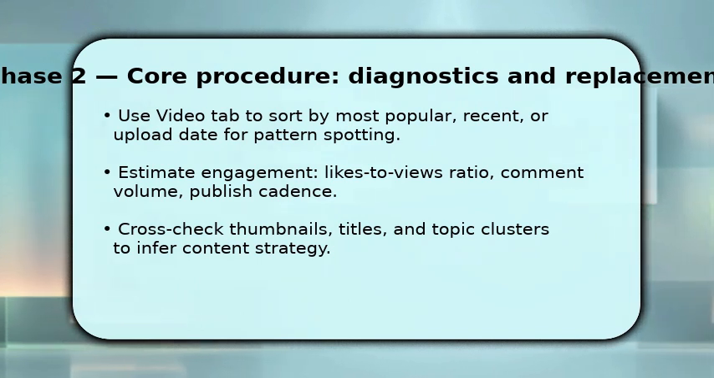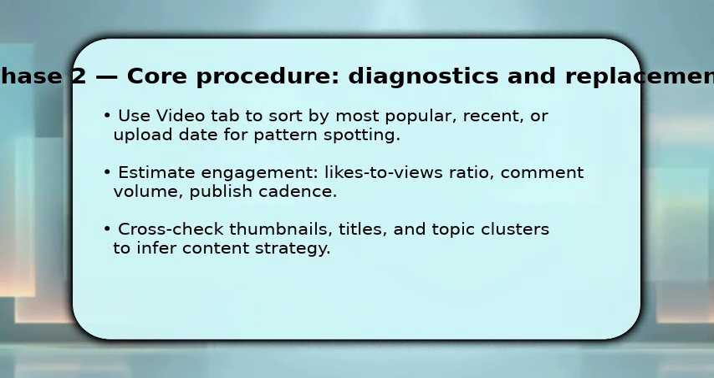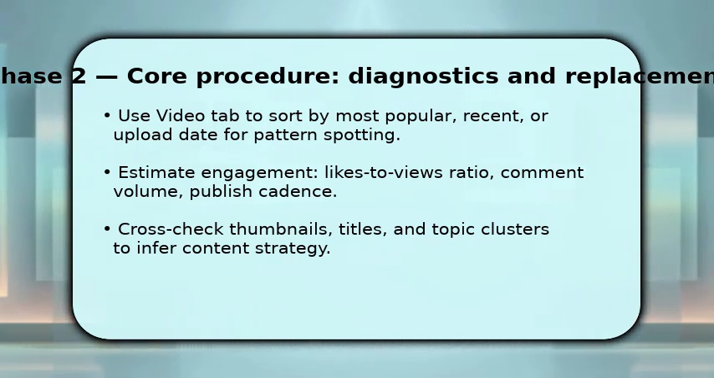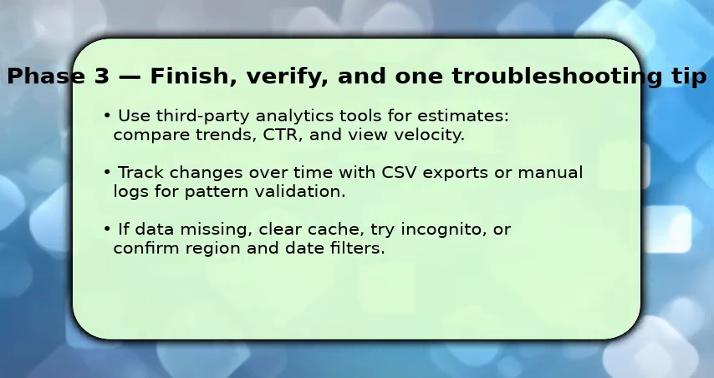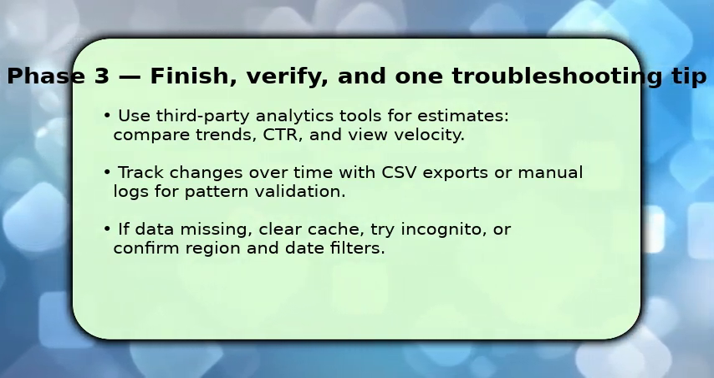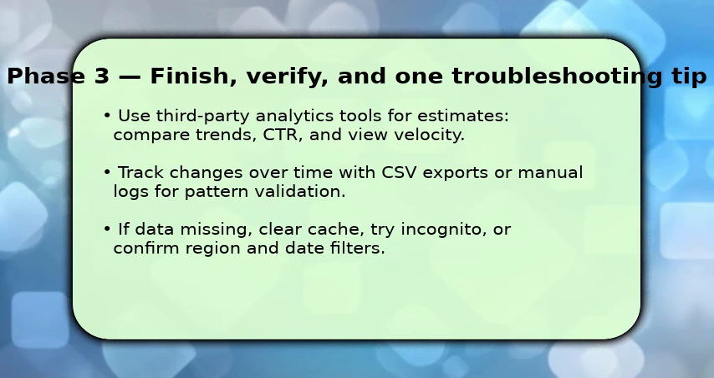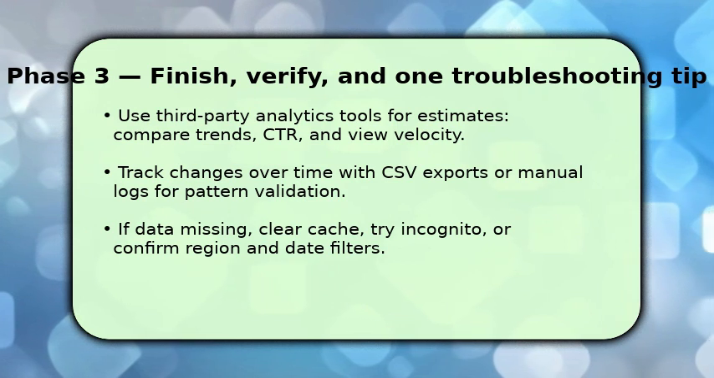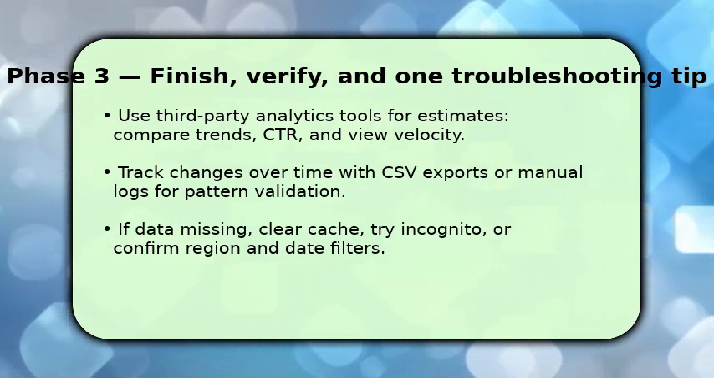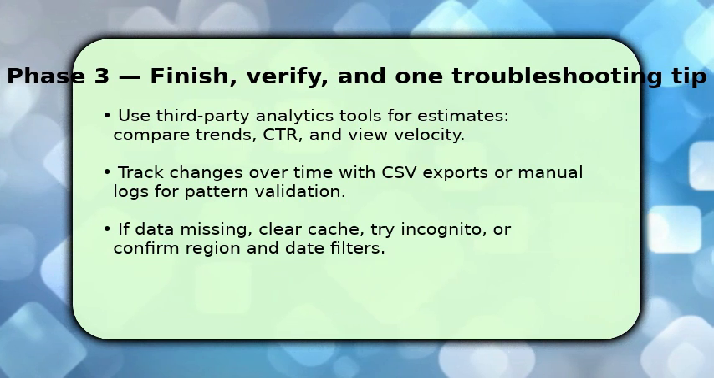Once you have those signals, map them to your questions. Are uploads regular? Do thumbnails change? And which topics drive spikes? To complete the analysis, pull third-party estimates and trend charts to validate your inferences. These tools provide CTR and view velocity approximations you can compare. Export or log snapshots so you can measure momentum over days or weeks. This makes strategy gaps obvious.